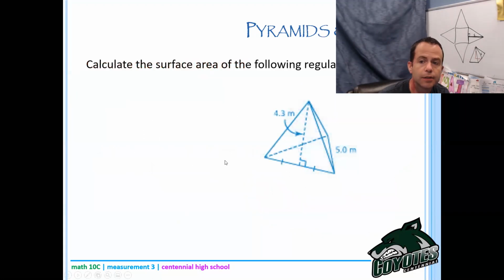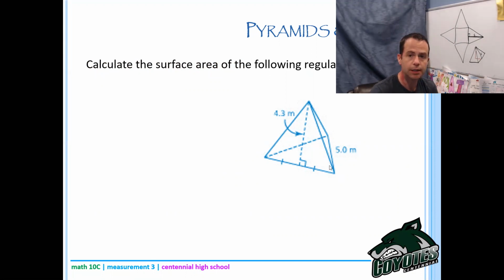All right, so calculate the surface area of the following regular tetrahedron. Now, I don't know if you know what a tetrahedron is or not. A tetrahedron is essentially a triangular-based pyramid where all the triangles are the same. So every one of these triangles has a height of 4.3 and a base of 5. So in a tetrahedron, there are now only 4 shapes. If I unpack that, I would have a triangle, and then that would be connected by triangles like that.